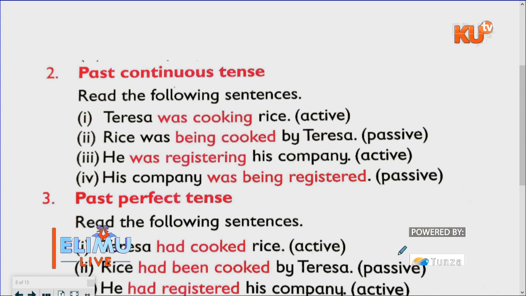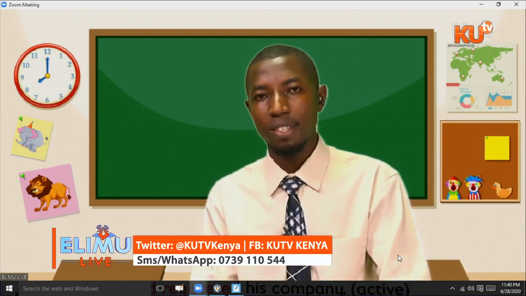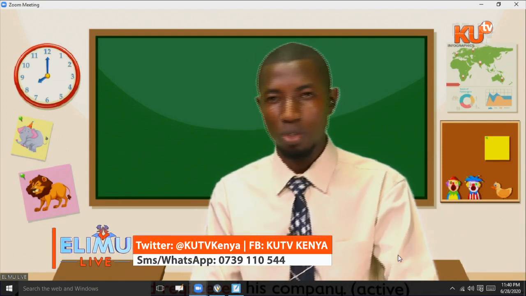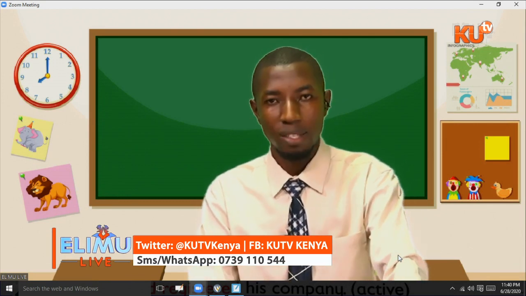And I told you that when changing continuous tense sentences, be they present, be they past, be they future, you will have to use that word there, being. In changing present continuous, past continuous, and future continuous tenses, we use being in our passive voice.